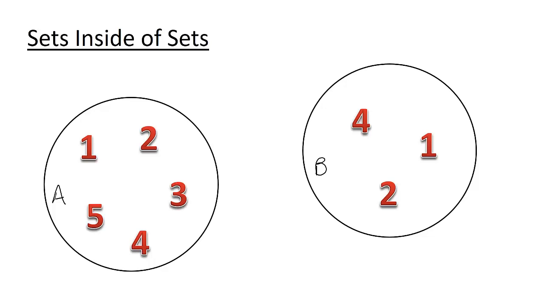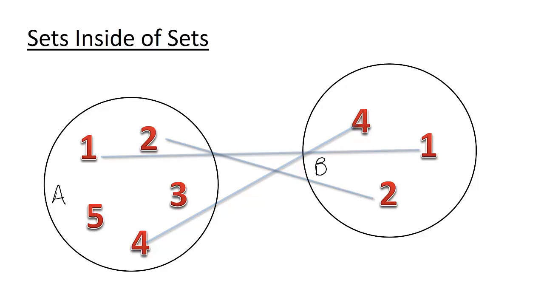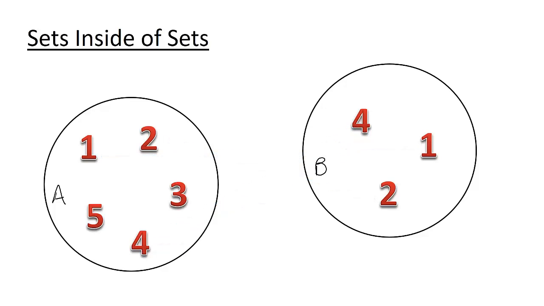Take a look at these two sets, A and B. Is there anything that you notice about these two sets? Did you notice that all of the elements in set B are also in set A? This is the special property that we want to discuss in this lesson.